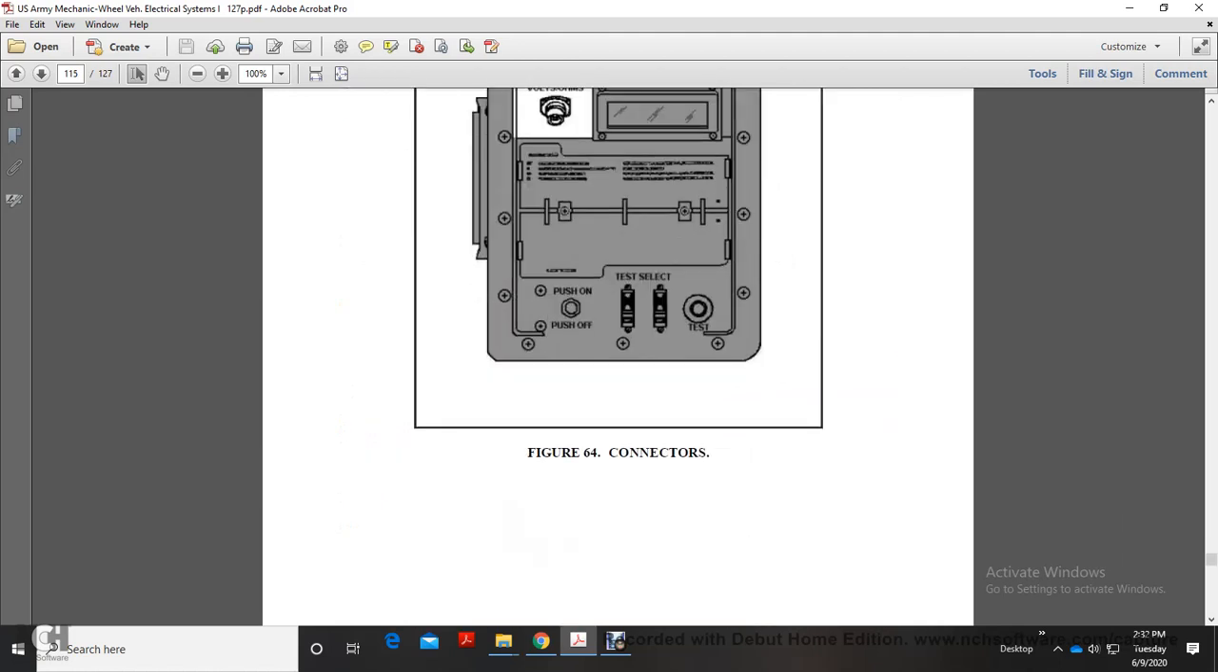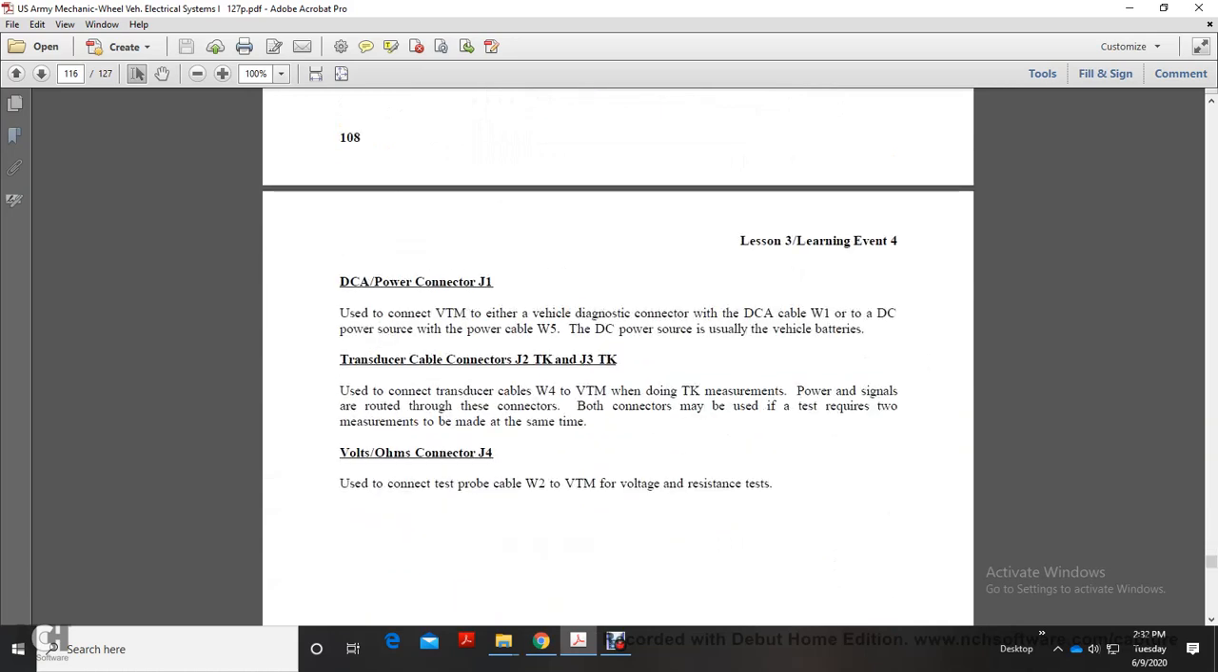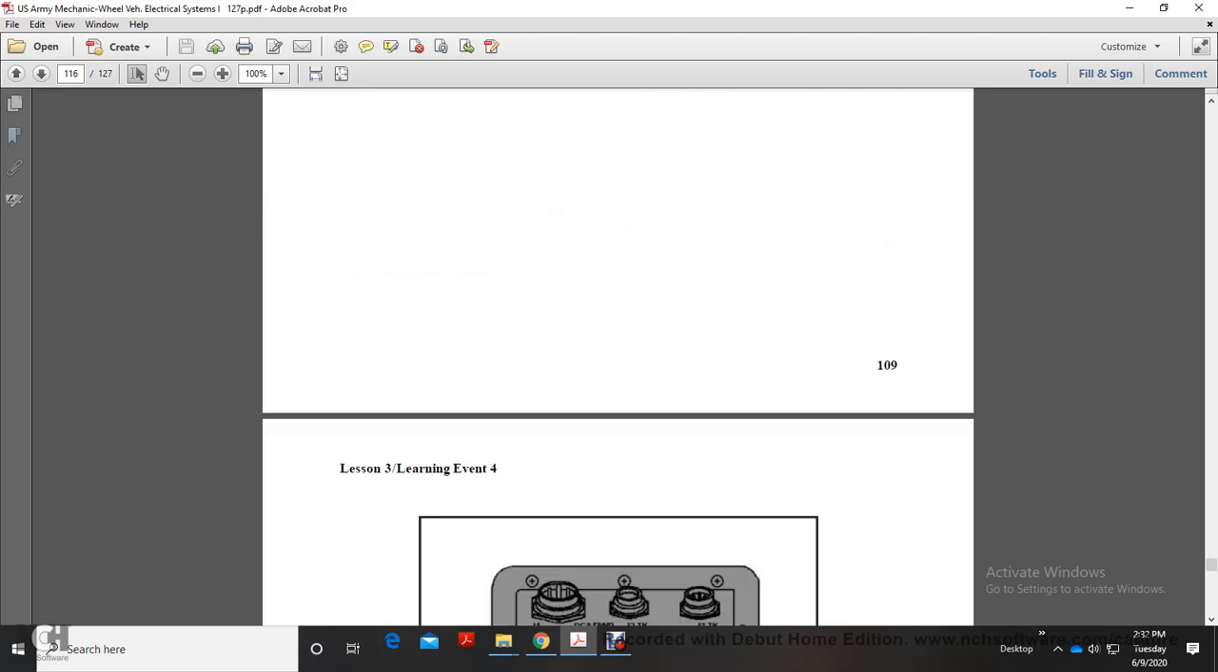Alright, operator controls and indicators. Figure 64 shows connectors. Your DCA power connector J1, you have the VTM either for this vehicle diagnostic connector DCA cable W1, DC power supply, power cable W5. The DC power supply is usually the vehicle batteries. Transducer cable connectors J2 transducer kit and J3 transducer kit. Using the transducer cable W4, the vehicle test meter using the transducer kit measurements, power and signals are routed through these connectors. Both connectors may be used when two measurements are required at the same time. Volts and ohm connector J4 is used to connect test probe W2 to the VTM for voltage and resistance.